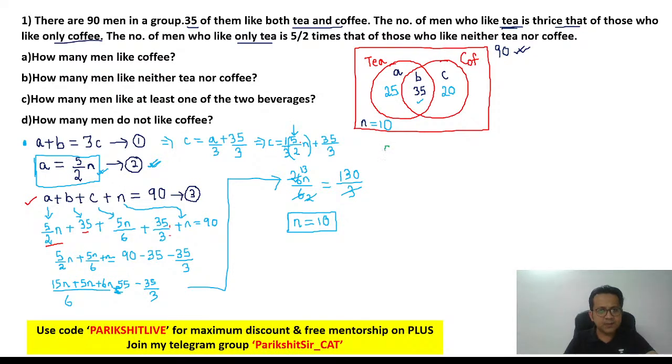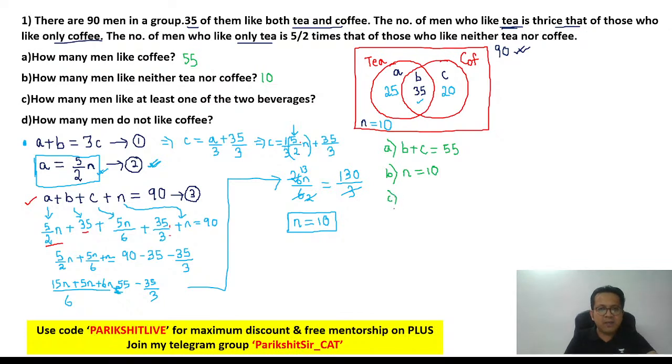Let's start. Number 1. How many men like coffee? Number of men liking coffee. It is not said coffee only. They are saying coffee. So number of men liking coffee is B plus C, and B plus C is 35 plus 20, 55. So your first answer is 55. Next, how many men like neither tea nor coffee? So neither tea nor coffee is N, and N is equal to 10.